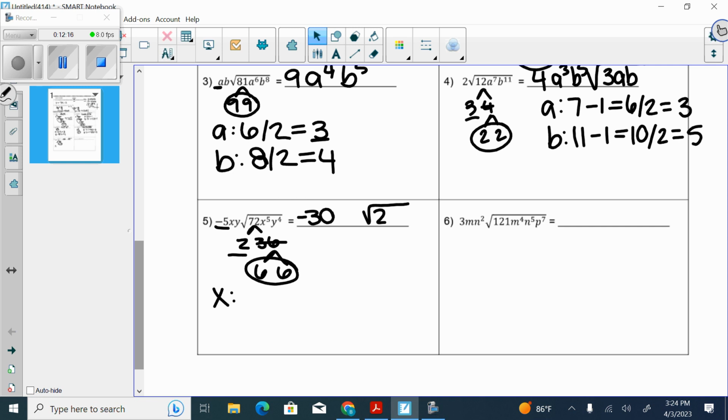Alright, now for our variables. My exponent for x is 5. Minus 1 divided by 2. Alright, so what am I going to have on the outside? Yes, and were there already any x's already out there? Yeah, how many are out there? So altogether we now have 3 on the outside. So I'll put an x to the 3rd out here. Any leftovers?